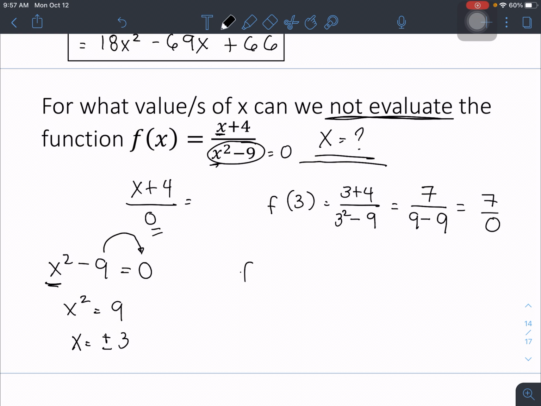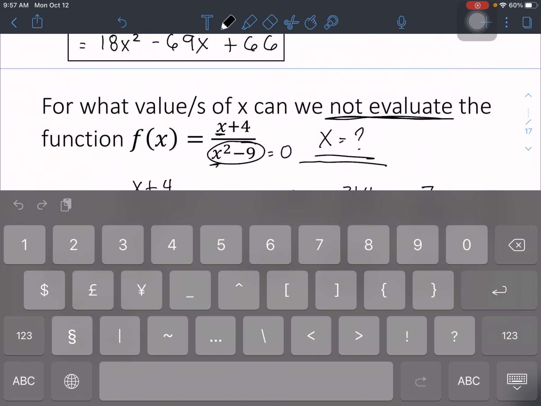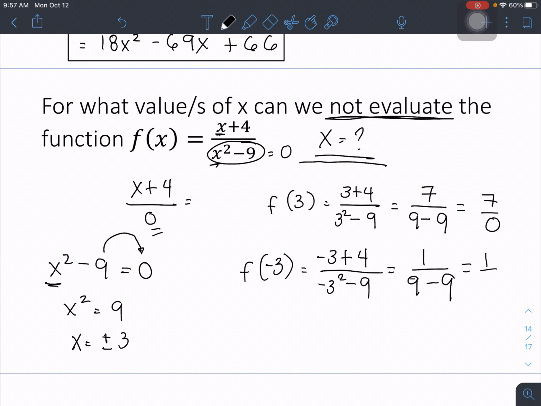Again, if we use negative 3, we replace x with negative 3. So x plus 4 will be negative 3 plus 4. On the denominator side, negative 3 squared minus 9. So negative 3 plus 4 will be 1 over negative 3 squared, which will be positive 9, minus 9. So 1 over 9 minus 9 will be 1 over 0, which again is also not definable. Okay, so that's all for our lesson 2.